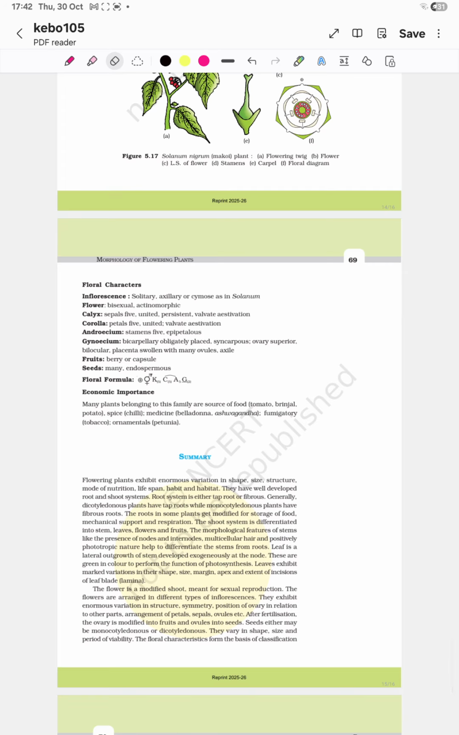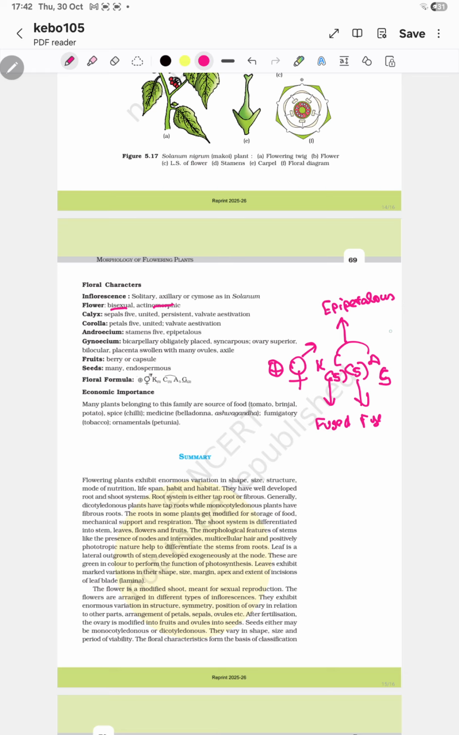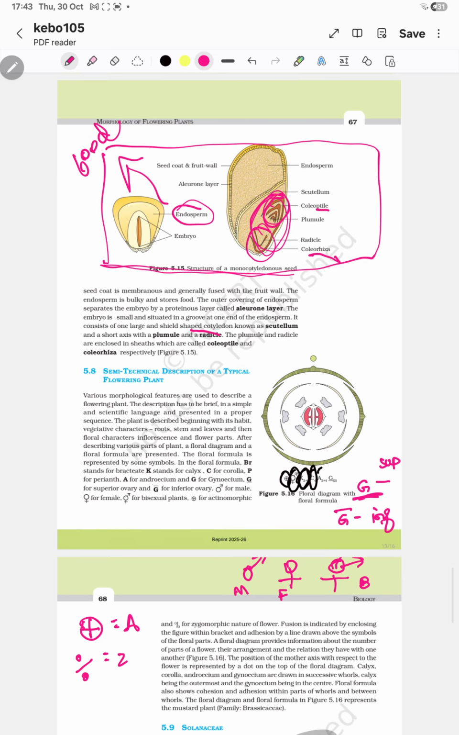So floral formula is written. This stands for actinomorphic. This stands for bisexual. This stands for 5 fused sepals. 5 fused petals. 5 stamens, which is epipetalous, superior ovary, which is bicarpellary. Similarly, let me do this for you for Solanaceae.